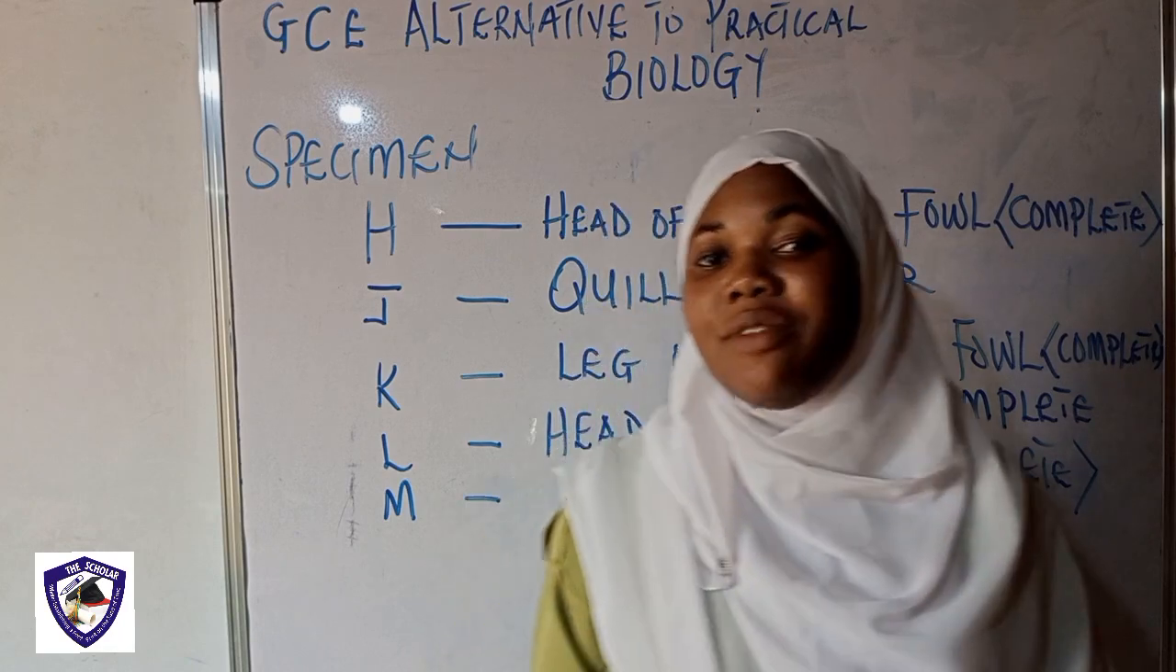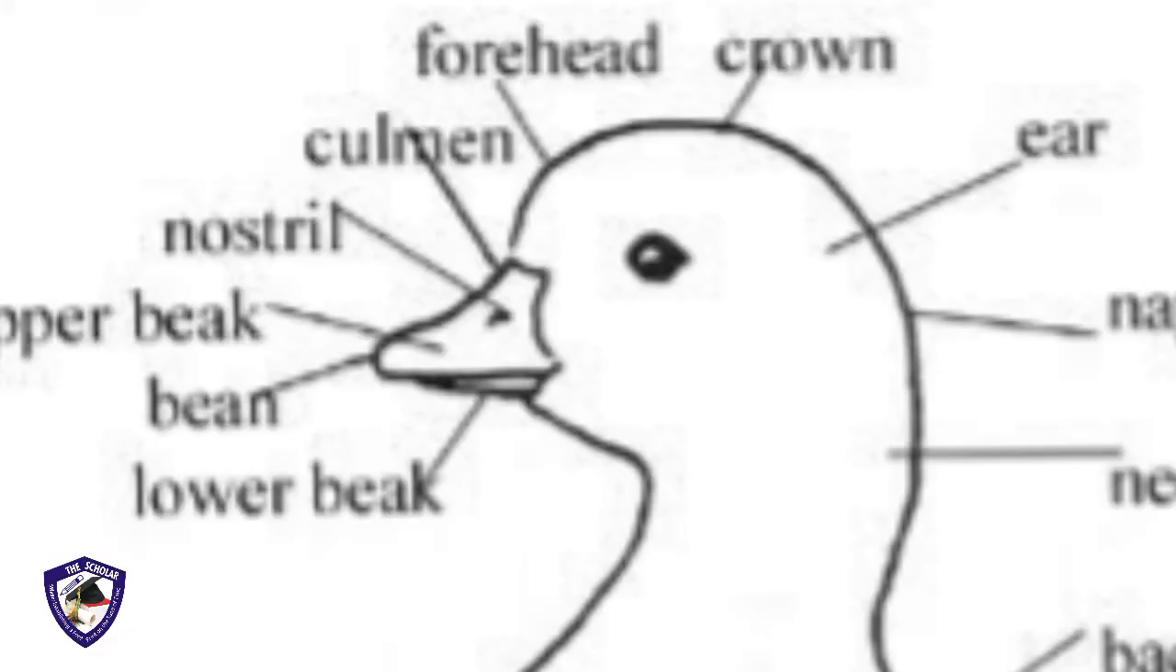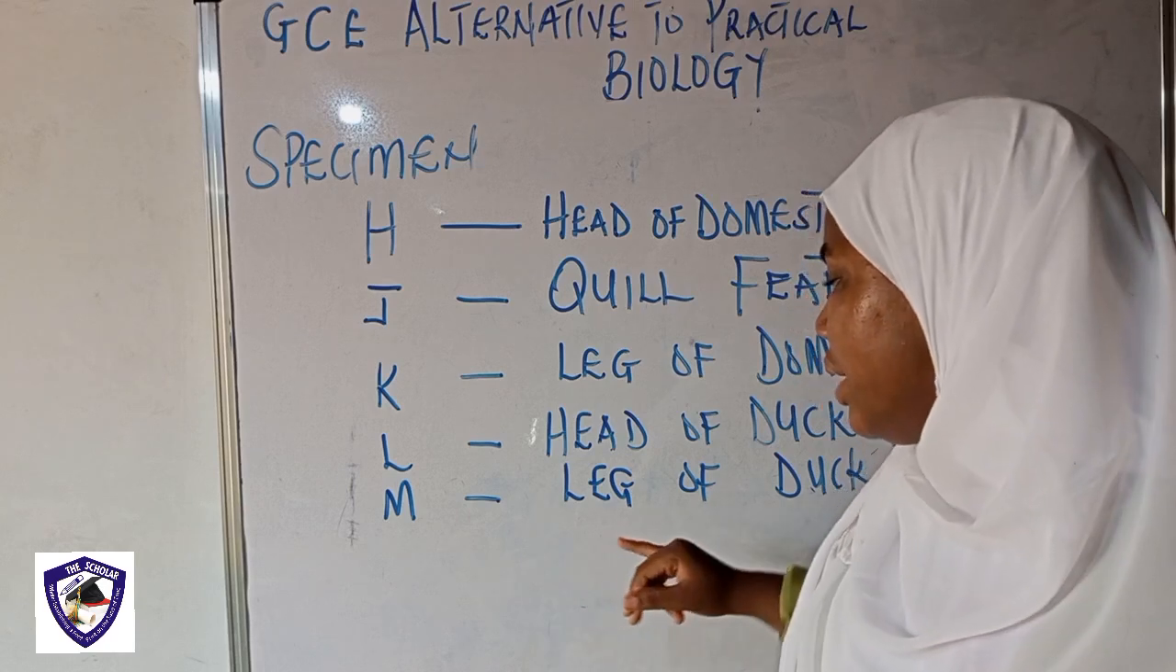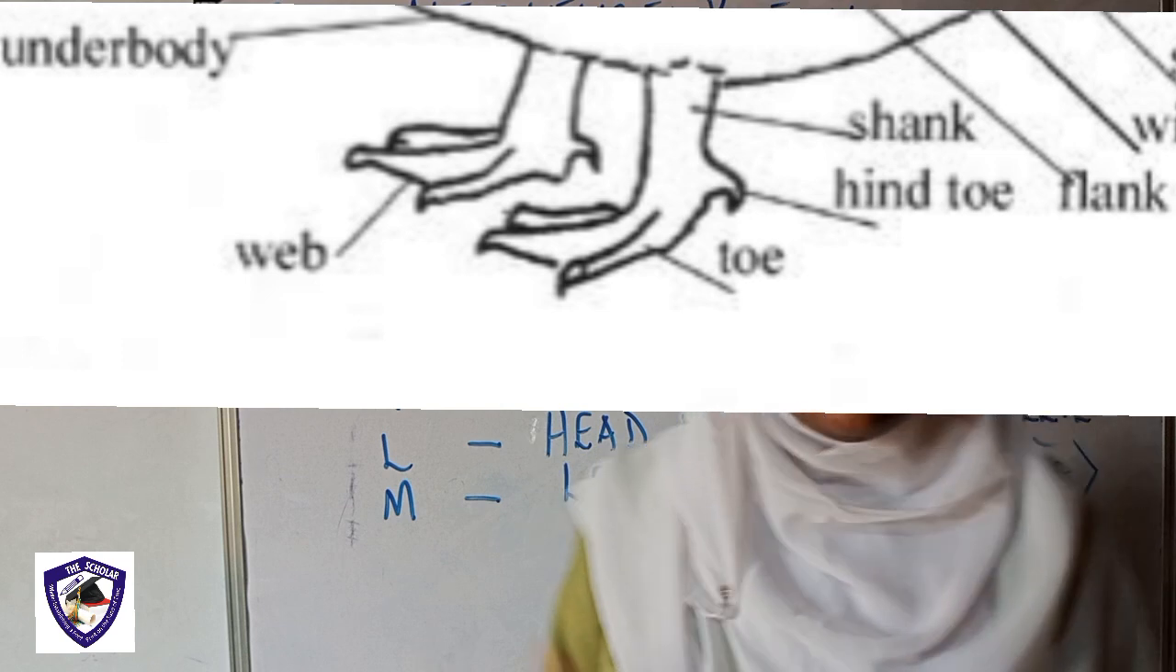Now, they also have a nasal opening close to their beak, and when drawing this specimen, the head of the duck, you should also point out the neck, the nape, the crown, which is not really obvious, then the forehead, the nostril, and the upper beak, the beak, and the lower beak. Also, they are all present in the head of this duck. So we'll be looking at specimen M, which is the leg of the duck.